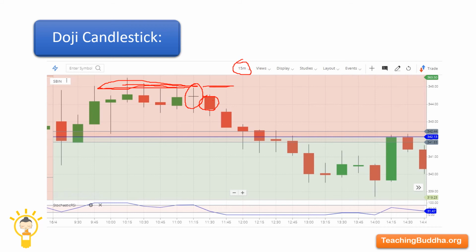If you enter position at around 344.5 or something, your stop loss would be 345. That is more than 0.5 rupees or 0.7 rupees.